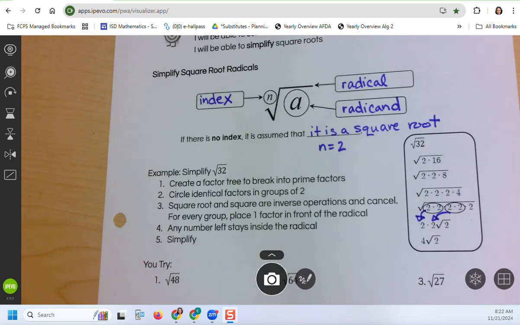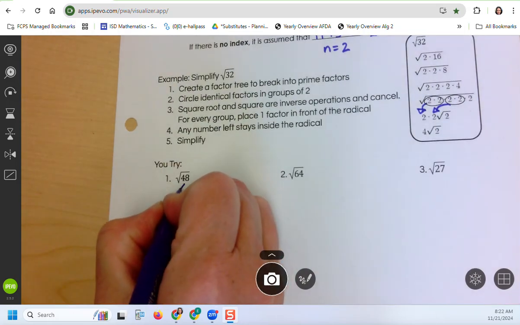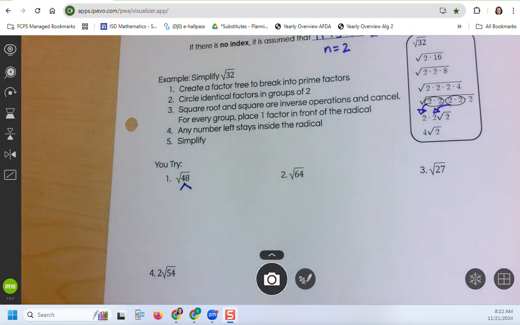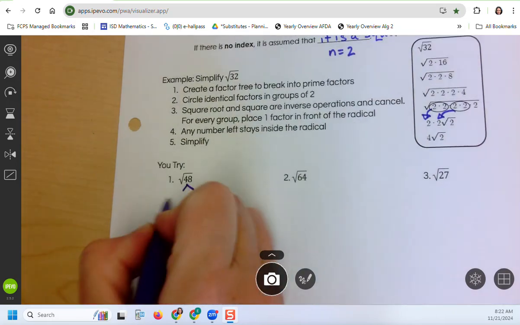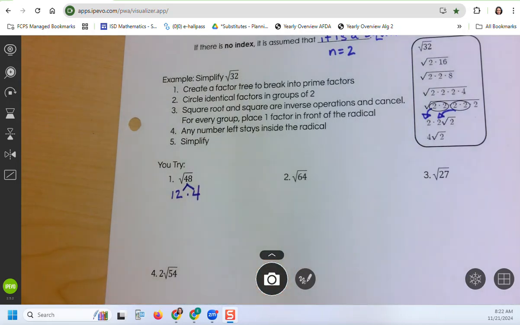All right, so we'll do one together. Let's just do the first one together. Okay, 48. Can you give me any two numbers I can multiply to make 48? 12 and 4? Good. 24 and 2 could be that too. So you can do it with 24 and 2. I'm going to do the 12 and 4 because it was the first one I heard. But you can do any of those combinations, okay?